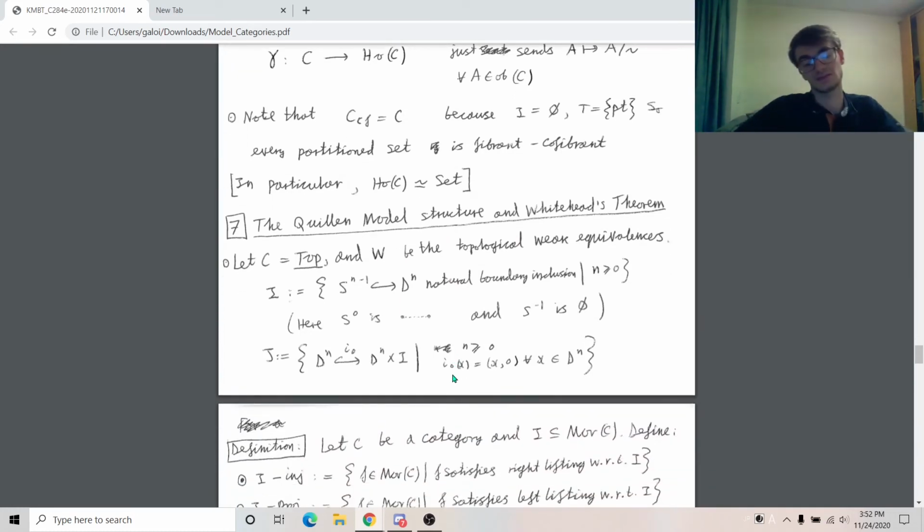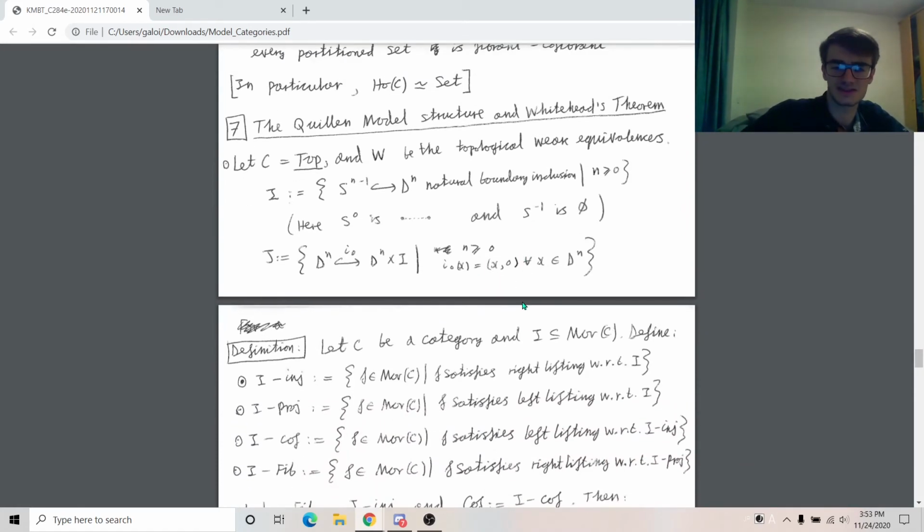And so we have two sets here. We have the set I of boundary inclusions of the sphere onto the disk. And our convention here is that S0 is just 2 points, the boundary of the interval, and S minus 1 is just the empty set, the boundary of a point, as we said earlier. J is the set of inclusions of the n disk into the first component of Dn cross I, where x is going to get sent to (x, 0). And these two sets somehow control the homotopy theory of classical homotopy theory.